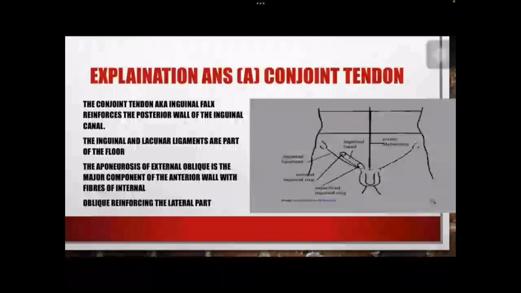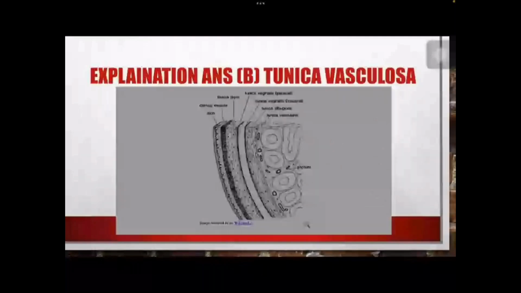So can you tell me the outermost layer is known as? Tunica vaginalis. And then tunica albuginea is also there, yes. This is the diagram that I have shown in this explanation: tunica vaginalis is the outermost layer, then tunica albuginea is the middle layer, and tunica vasculosa is the innermost layer.